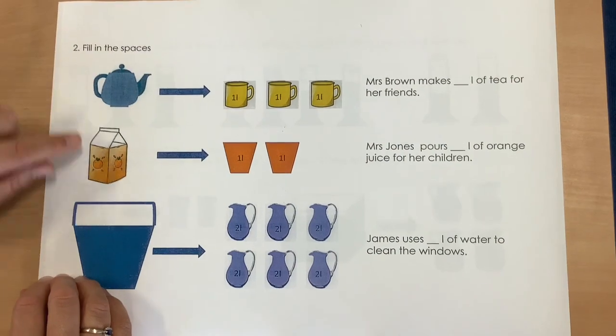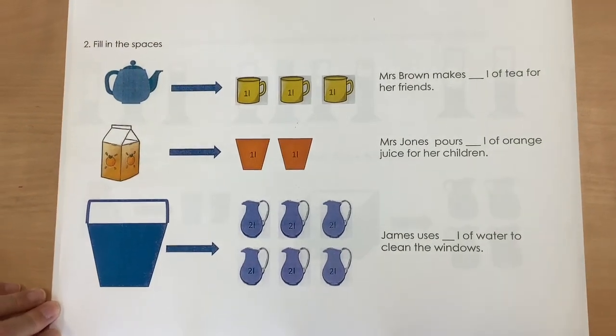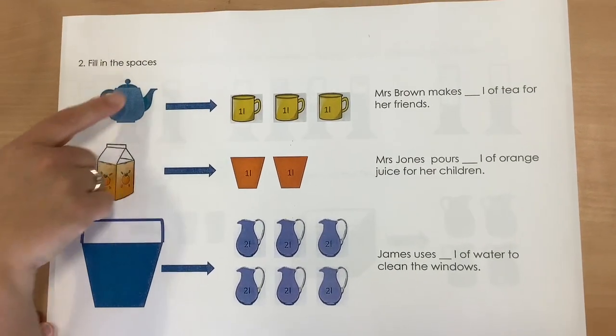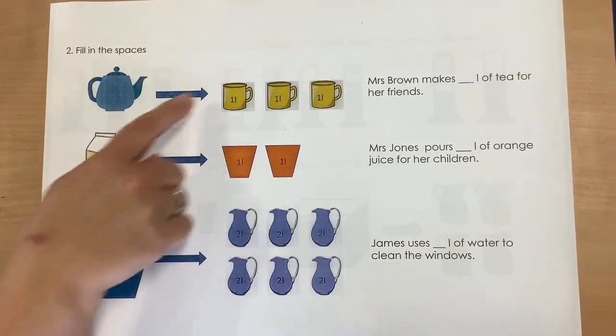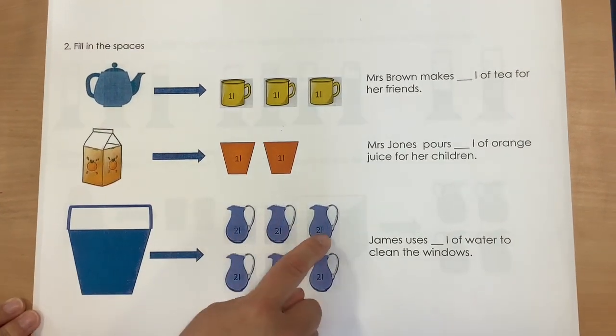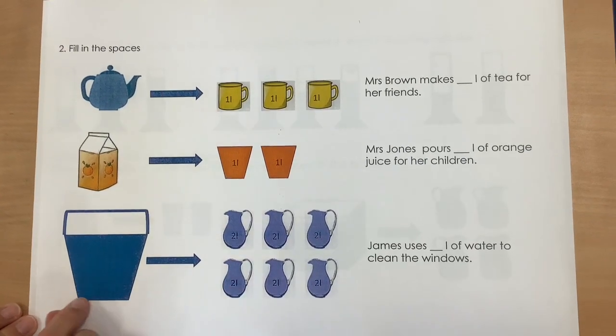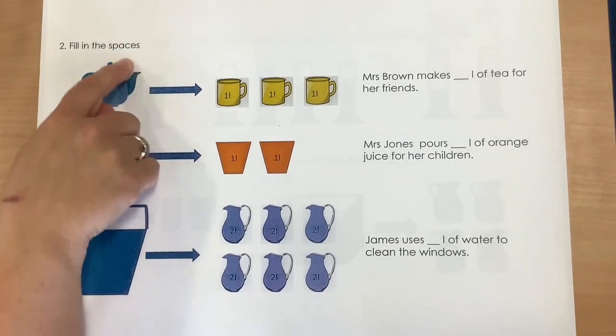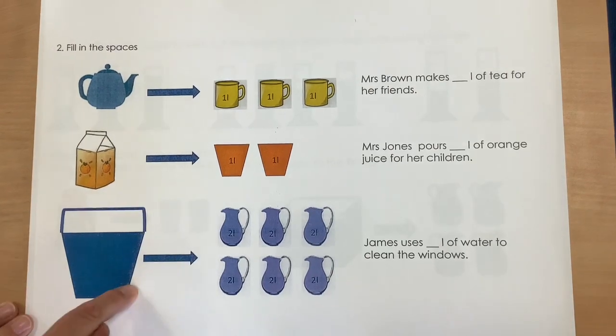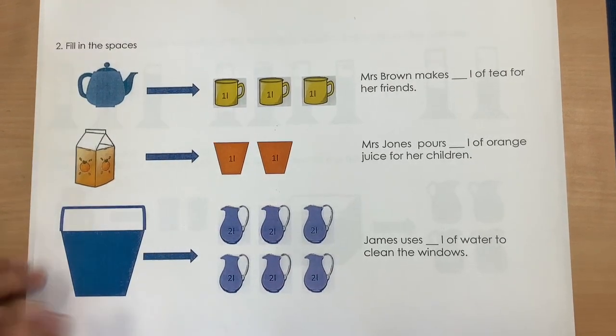And then here we've got some different containers which have had liquid in them, and then they've been decanted into other containers which have a measurement on there. So you need to work out what volume of liquid was in these containers by counting up here.